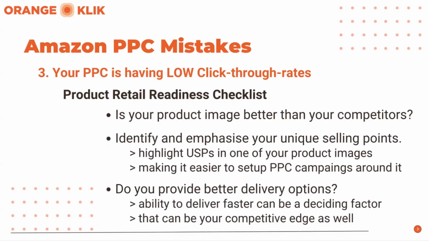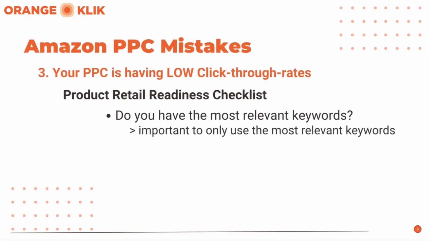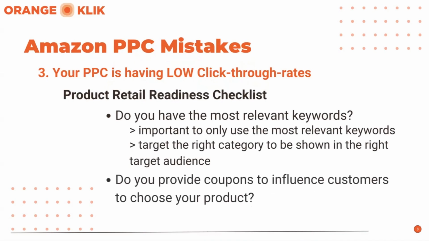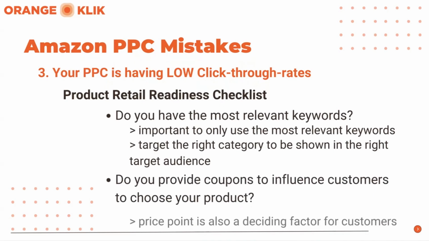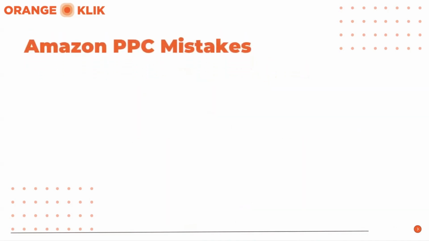Fourth, do you have the most relevant keywords? The most important thing to do is to select those relevant keywords so you can be shown to the right target audience and the right category you opt to compete and sell. Lastly, do you provide some coupons to influence your customers to choose your product? Since price point is one of the main decision drivers, providing coupons can aid in persuading your customers to buy your product and gives you higher chances of having a loyal customer base in the long run.